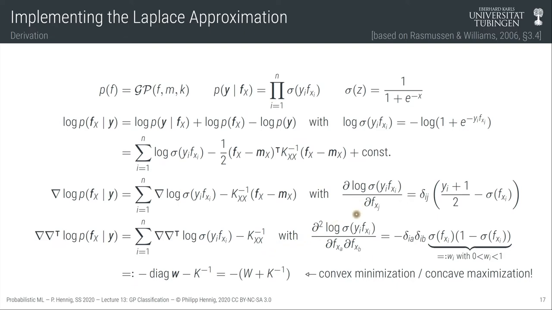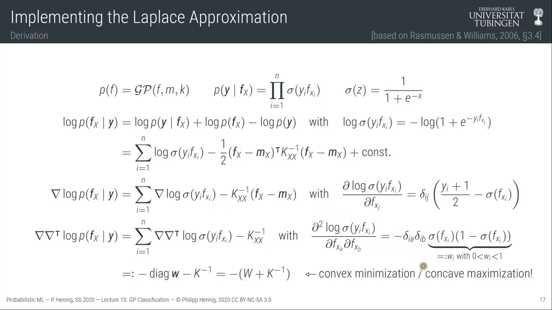And as I already pointed out above, the second derivative of the likelihood is a diagonal matrix, which on its diagonal has this quantity as its entry. And notice that sigma of f is a number between 0 and 1. And therefore, of course, 1 minus sigma of f is also a number between 0 and 1. So that means this product is a number between 0 and 1, because the product of two numbers between 0 and 1 is a number between 0 and 1. And therefore, in particular, it's positive. And with the minus in front here, we get a negative number.